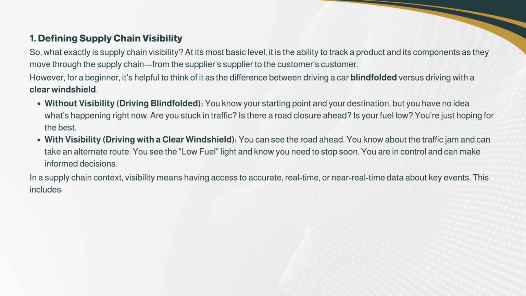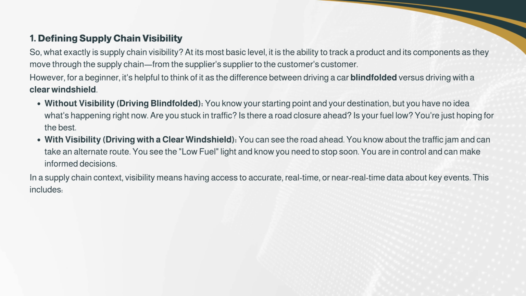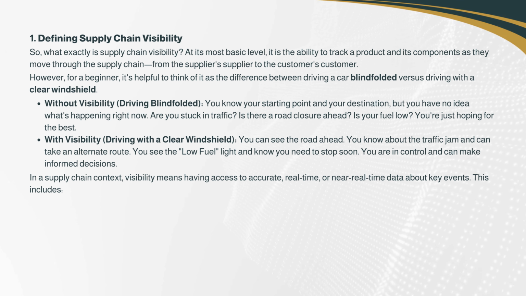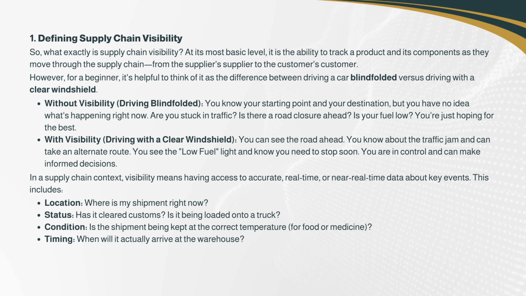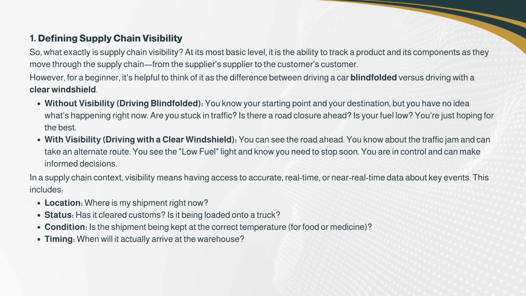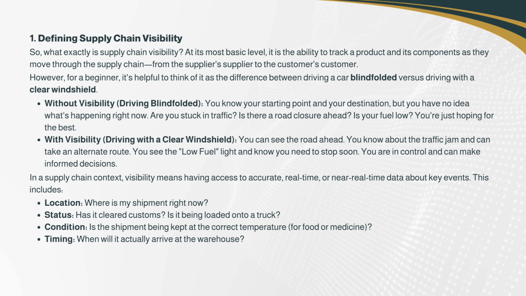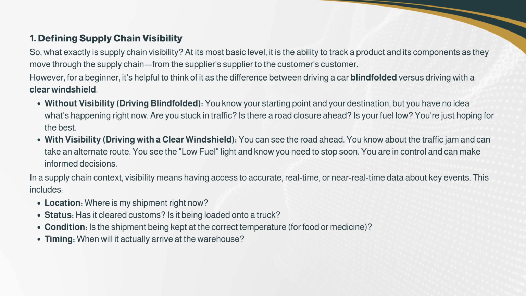In a supply chain context, visibility means having access to accurate, real-time, or near real-time data about key events. This includes location. Where is my shipment right now? Status. Has it cleared customs? Is it being loaded onto a truck? Condition. Is the shipment being kept at the correct temperature, for food or medicine? Timing. When will it actually arrive at the warehouse?